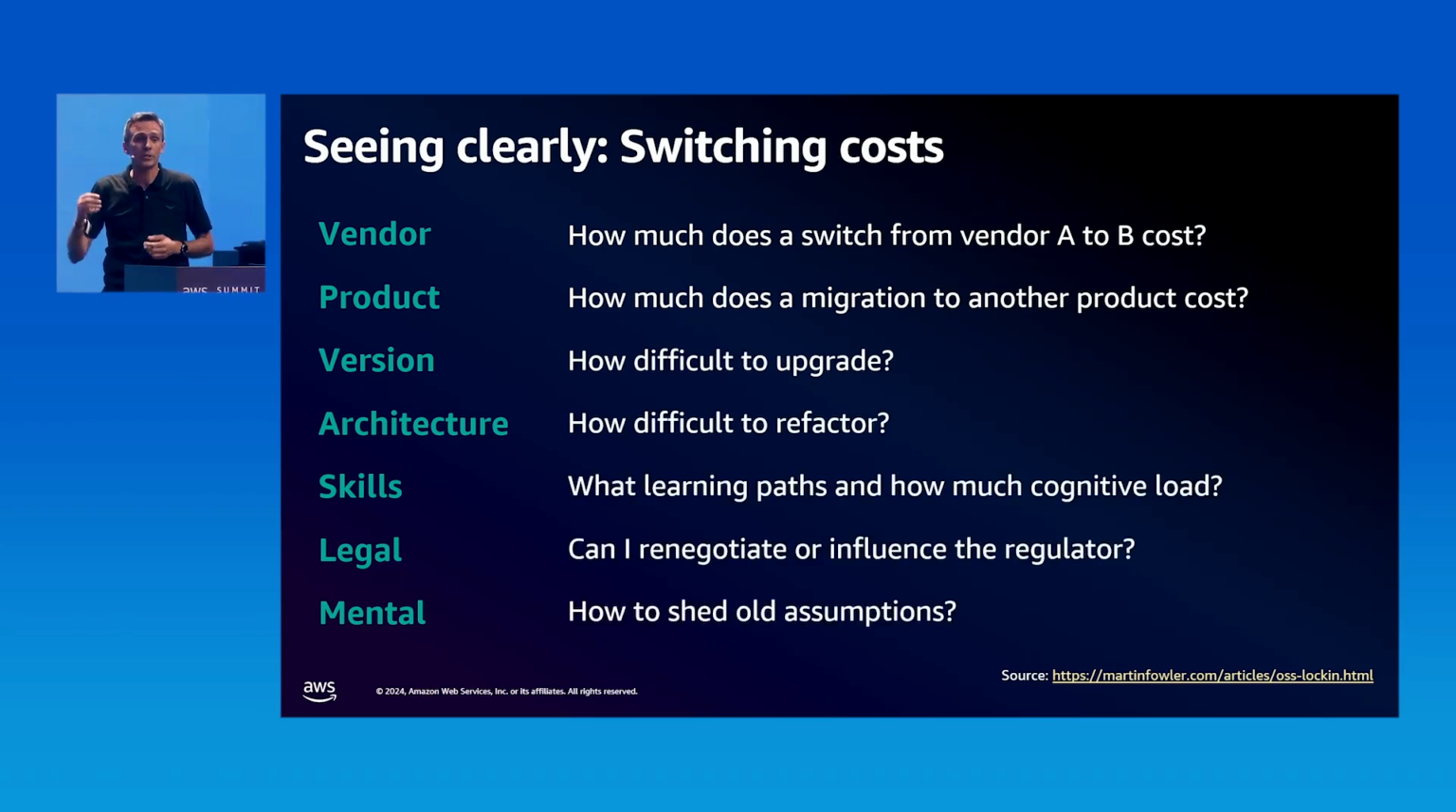It's about switching costs, and switching costs exist in different dimensions. The first one that comes to mind is vendor lock-in. But it's not the only one. So you have product lock-in. Even if you are building your own product, if you want to move out of it, you are going to have switching costs.